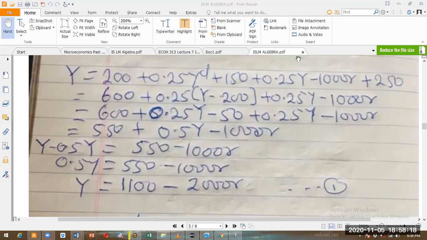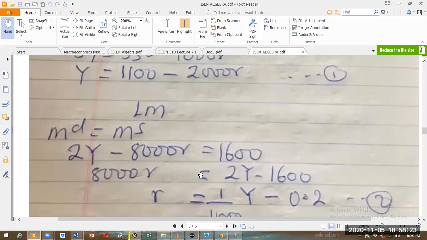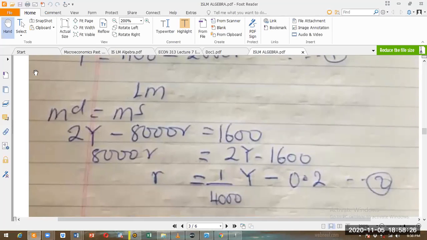All right. So we have our IS curve. Let's look at the LM. In the money market, we have equilibrium when MD is equal to MS. For the money demand, the equation was 2Y minus 8,000R, and then money supply is 1,600. We want to make R the subject, so we can send this one here and bring this one here, so that the negative sign disappears.